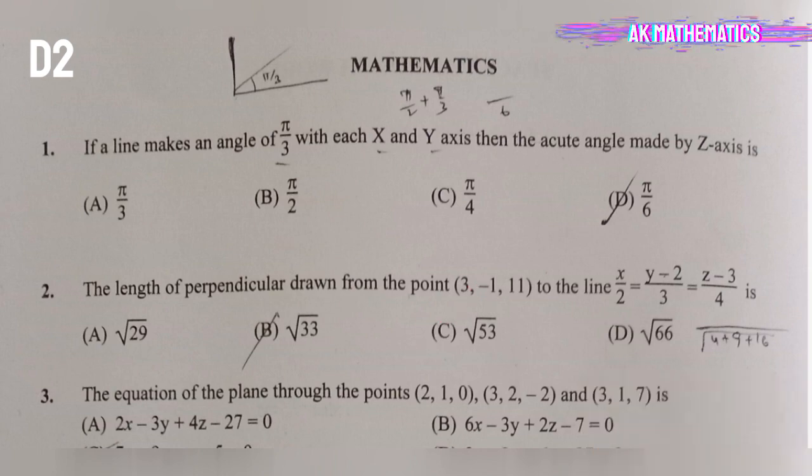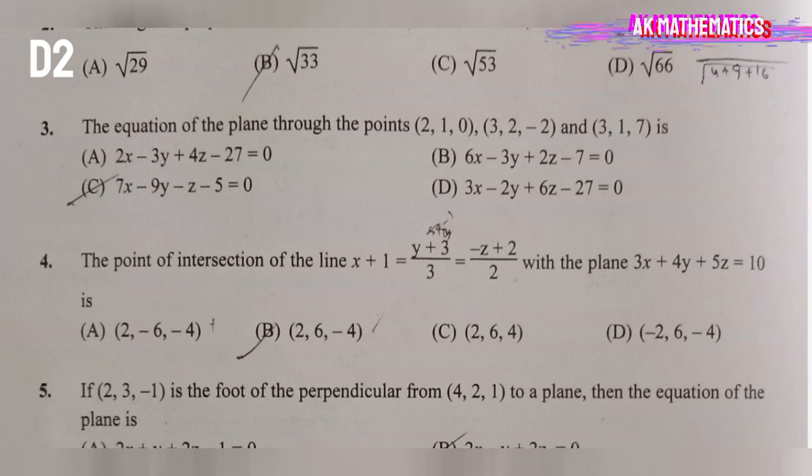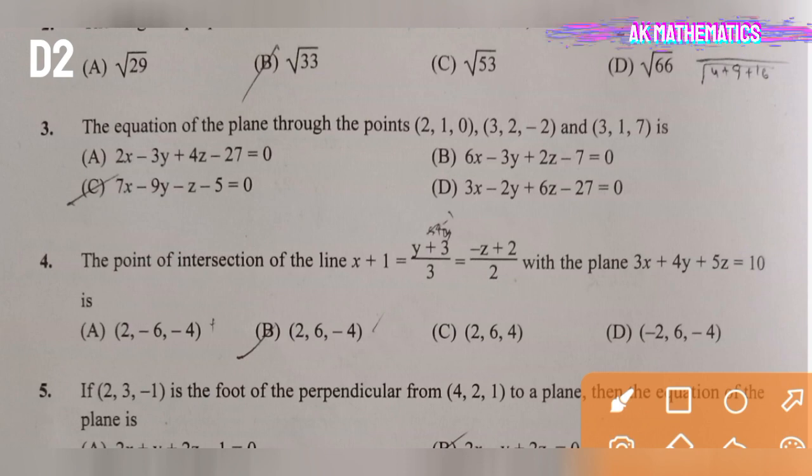Now let us see the third one. They have given us the equation of the plane through the points (2, 1, 0), (3, 2, -2) and (3, 1, 7). So here the answer is again C, that is 7x minus 9y minus z minus 5 is equal to 0. So this is the correct answer, option C.